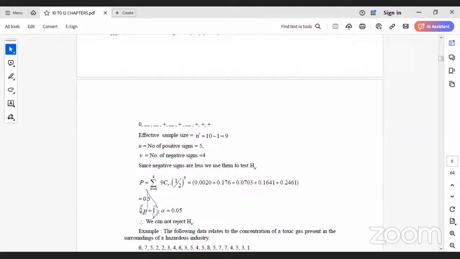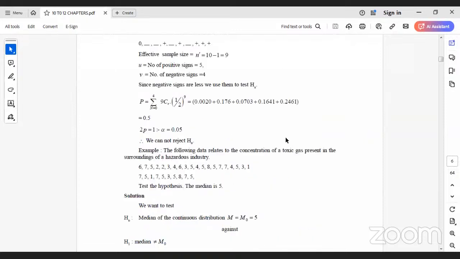2p into 0.5, that is 1, which is greater than alpha. So we cannot reject H0. Because 0.5 is there, it is 1, so we do not reject H0. Another example we have to see here. Is it clear now, Komali?